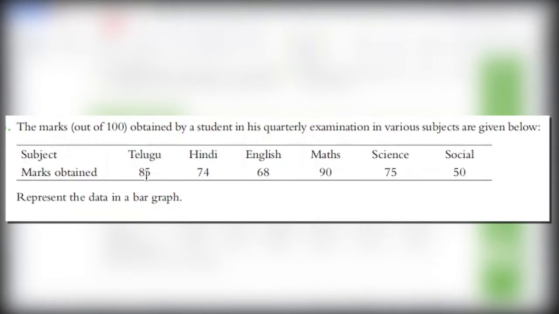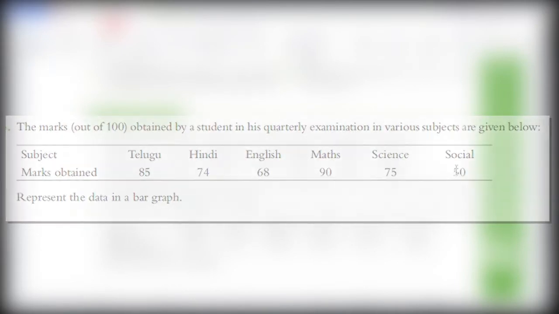in Telugu he or she obtained 85, in Hindi he or she got 74, and in English he or she got 68, in Math he or she got 90, and in Science 75, and in Social Science he or she got 50 marks. So we want to represent this data in a bar diagram inside Excel.